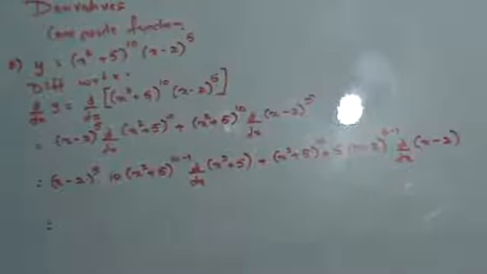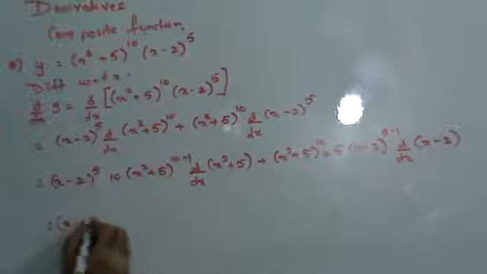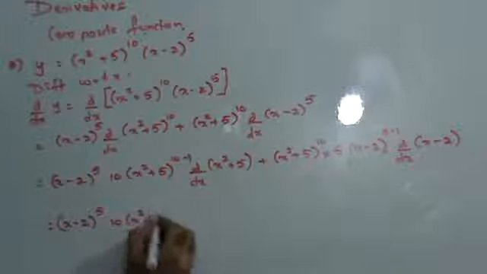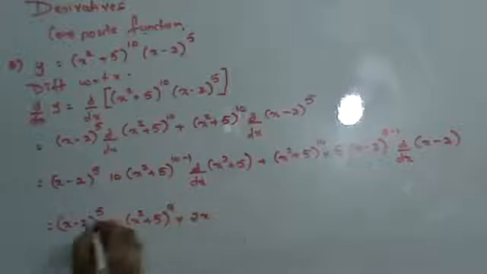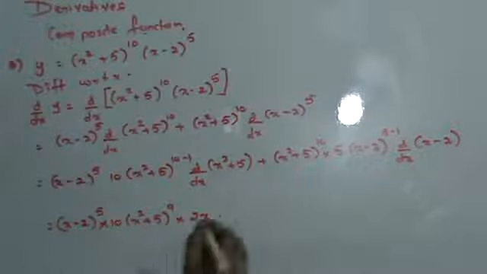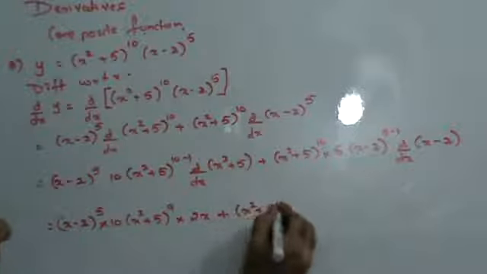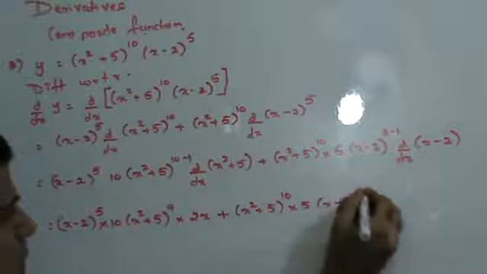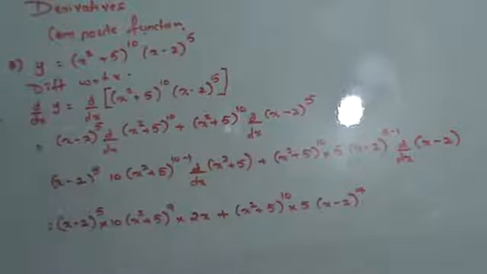Now this can be written as (x minus 2) the whole raised to 5 into 10 (x square plus 5) the whole raised to 9. D by dx of x square is 2x, 5 is 0, so you need not write that. (x square plus 5) the whole raised to 10 into 5 (x minus 2) the whole raised to 4. D by dx of x is 1, d by dx of 2 is 0.